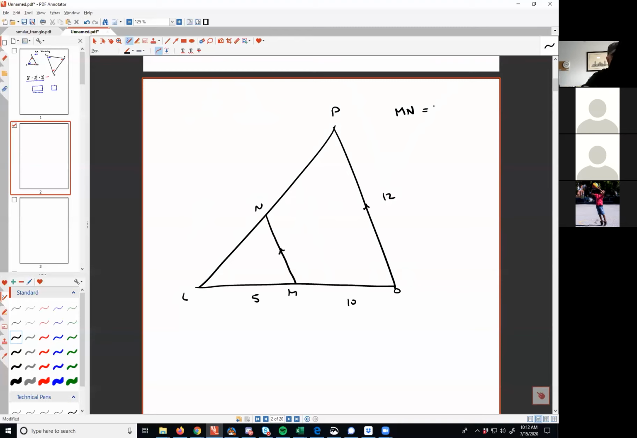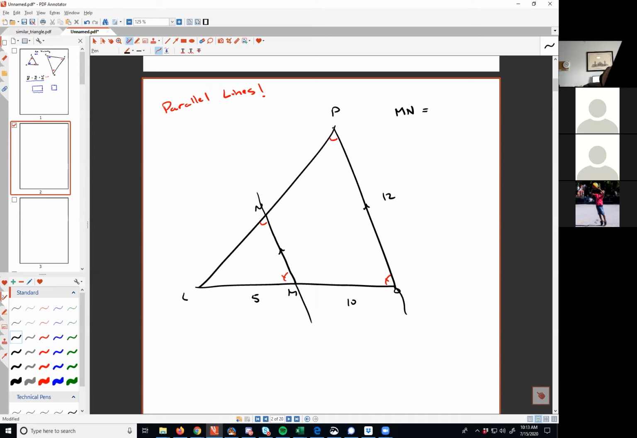Okay, well, how can we identify equal angles? We know that MN and OP are parallel, and PL is a transversal, meaning angle OPL would be equal to angle MNL. And with LO also being a transversal, we know that angle POL is equal to angle MNL. So knowing that all their angles are the same, we know that they are similar triangles.